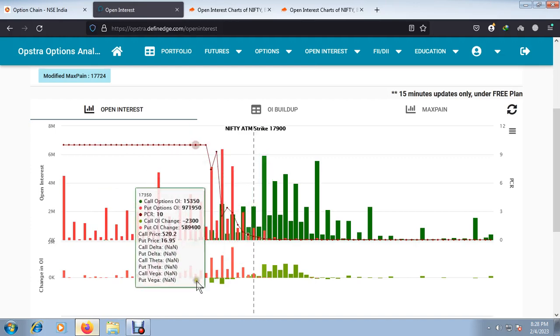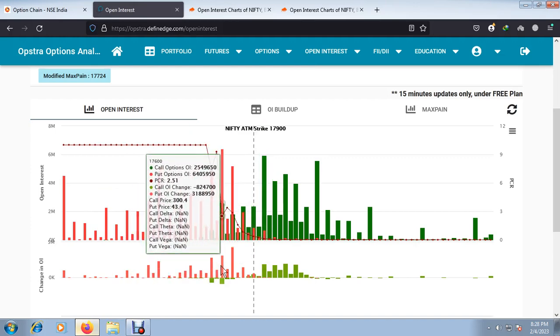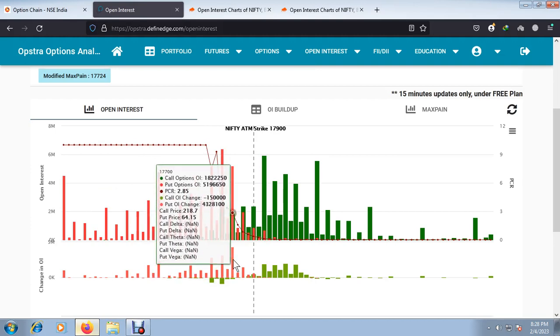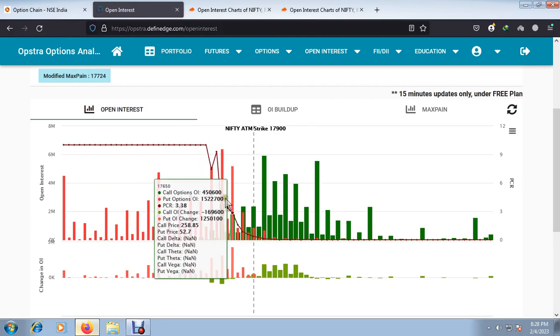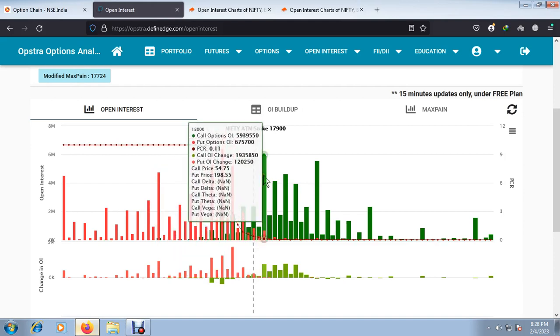And in the intraday it is showing that on the put side the OI is increasing, means the put traders are increasing, so the market is likely to go up, and it can go up to 18,000. So that's all, nothing else is there. So it is very easy to understand.